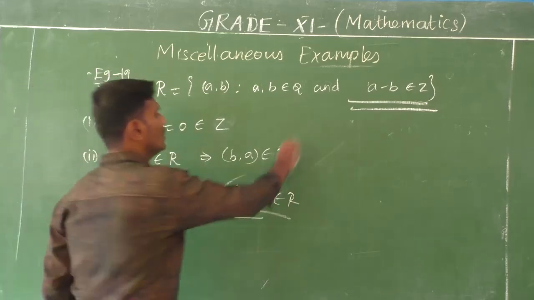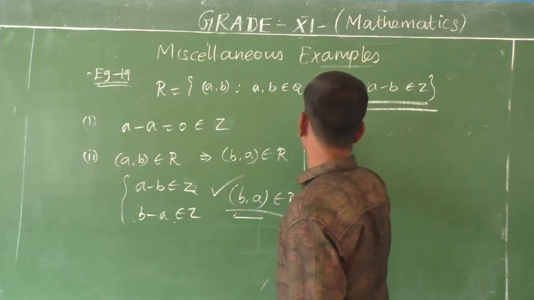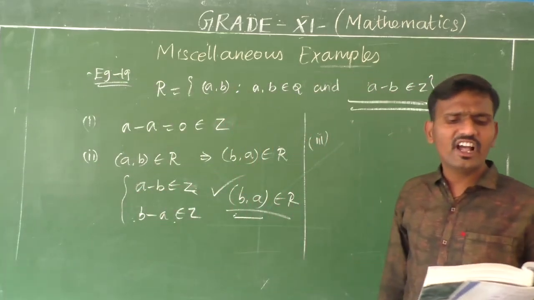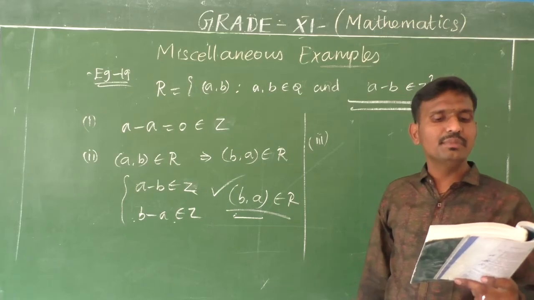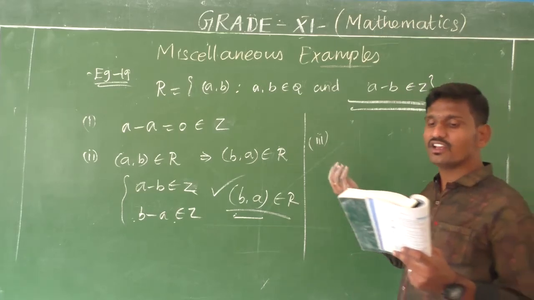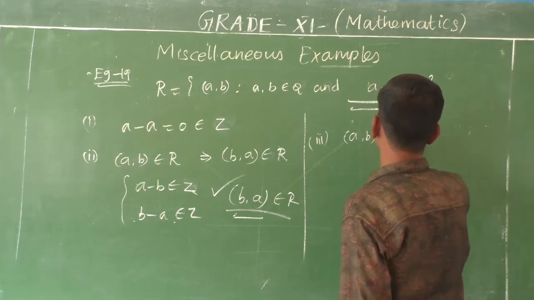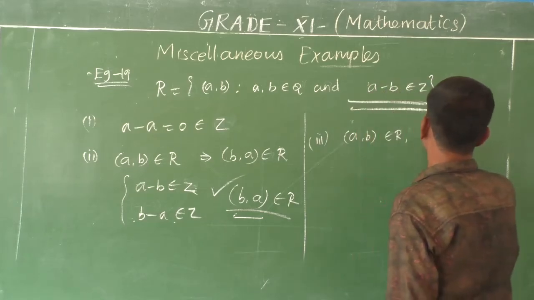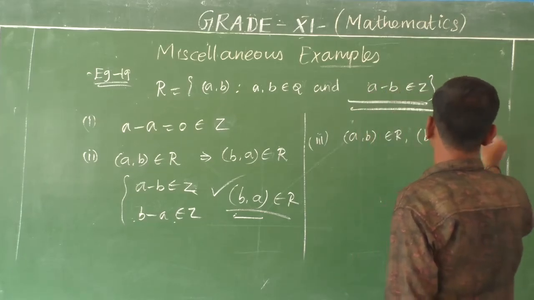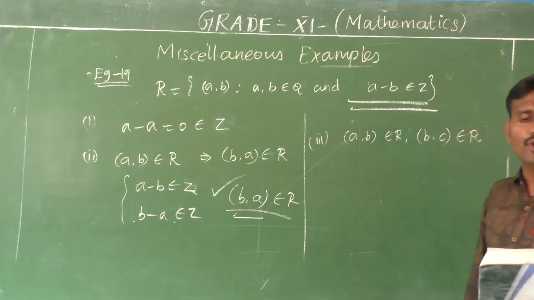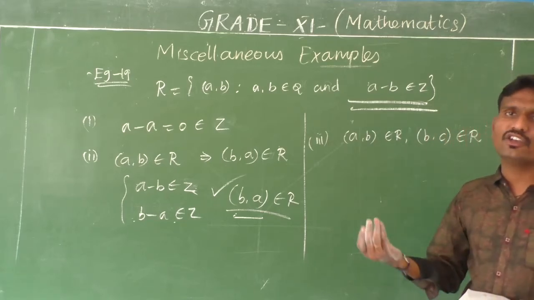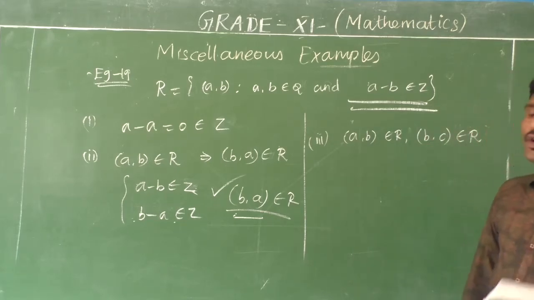Okay. So the third one, students, listen. (A, B) belongs to R and (B, C) also belongs to R. So the two ordered pairs I am going to take: (A, B) belongs to R and (B, C) belongs to R. Now what we are going to prove, this implies that (A, C) belongs to R. It is a very simple concept to do.